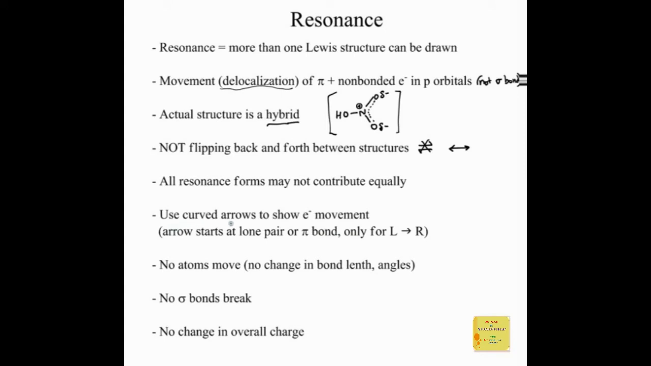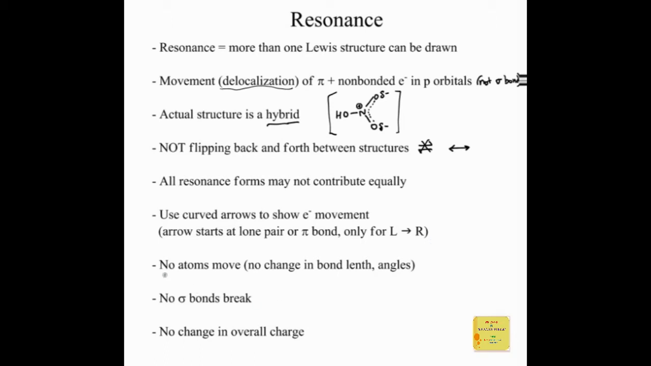Very commonly, we use curved arrows to show the electron movement from one resonance form to the next. We usually start with the first resonance form and show arrows on how we would convert it to the next resonance form and so on, so we only go from left to right. We'll see an example of that on the next slide as well.